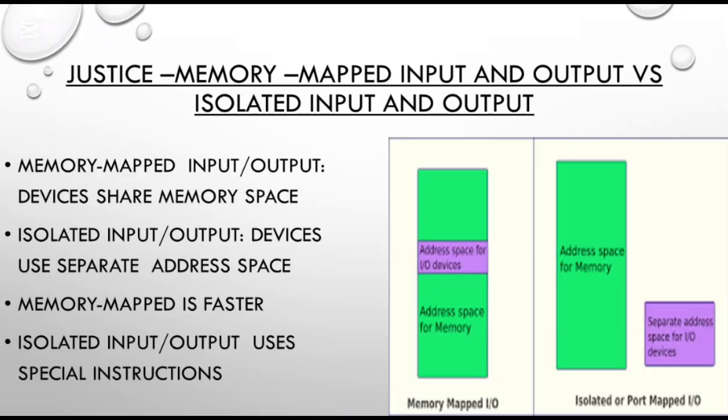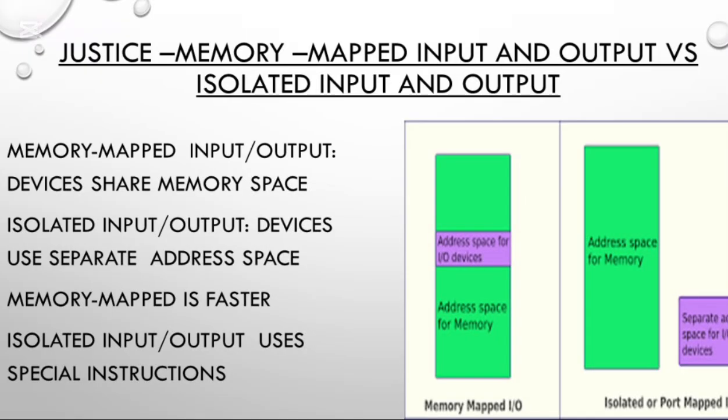So we move on to isolated input output, which differs from memory mapped input output. Here, devices are kept in their own separate spaces. The computer uses special instructions to talk to them, and it doesn't mix them with memory. This helps keep things organized and avoids confusion. For example, having one shelf for your books and another shelf for tools, each with its own space.